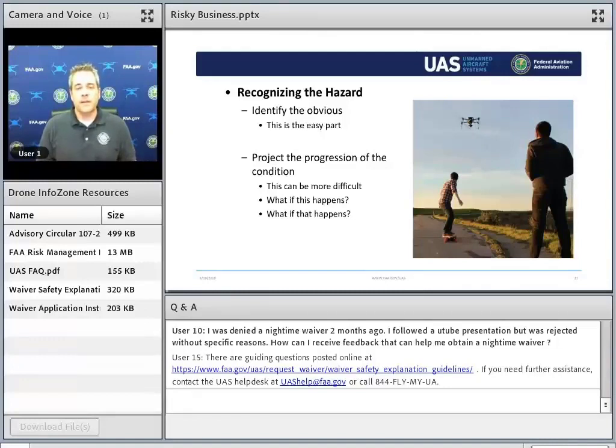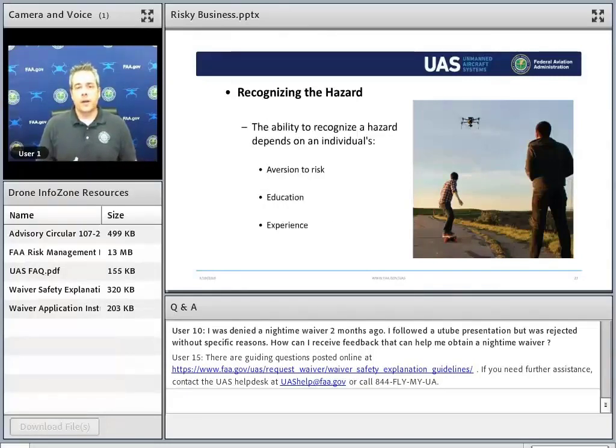That can be easy. What's a little bit more difficult is projecting the progression of that hazard. So yes, there's power lines and that's a hazard, but I'm not going to fly anywhere near them. Great, but what if this happens? Or what if that happens? Trying to project progression into your risk management strategy of, okay, there's the hazard, but now what? What if and what if? And that part is a little bit more difficult.